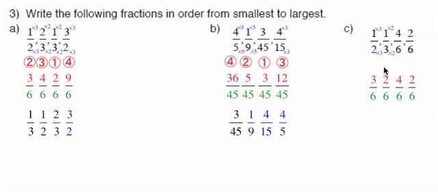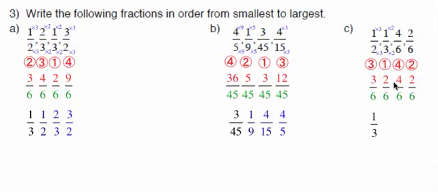And notice we have 2/6 twice. Which one's bigger, which one's smaller? Well, they're the same. It doesn't matter which one you say is first. So I can say this one's first, or I can say that one's first. I just picked this one because we're going left to right. Really doesn't matter though. So that's first. Let's say that one's second, and once again, they're interchangeable. That's third, and that's fourth.